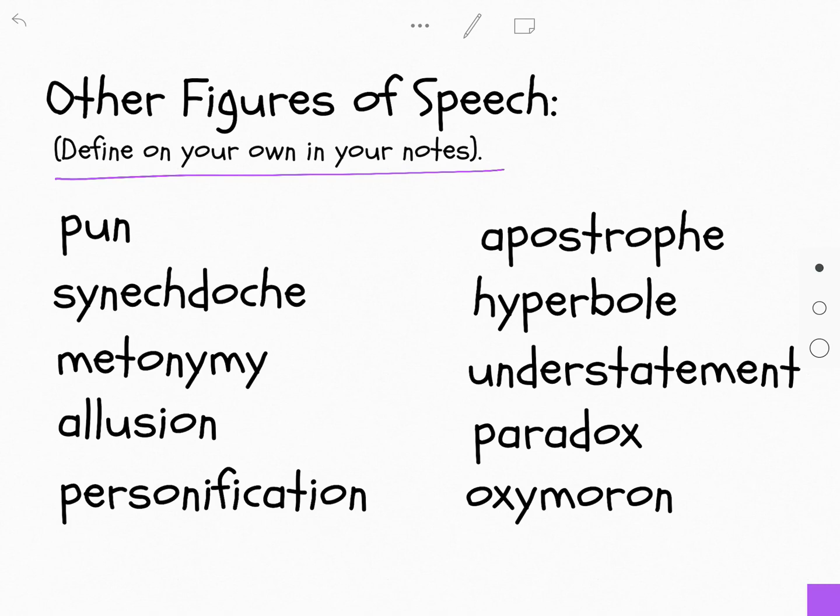So if you could take the time, pause the video right now, go through, and just use Google to define what these are. If you want to have very thorough notes, I would recommend trying to find examples. You can find examples very easily online, sometimes with the definition. So take a minute, go through, define these different terms, and then come back for the last part of the video.